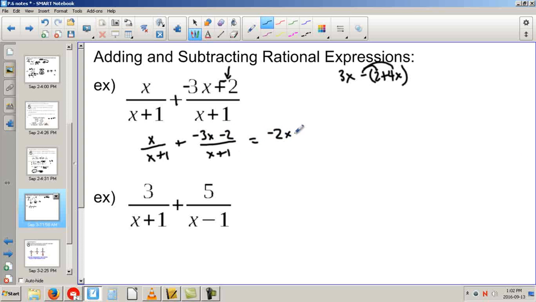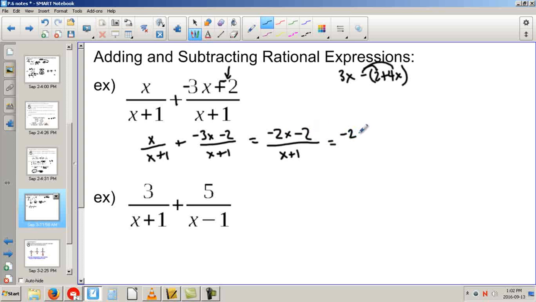And then I have that minus 2 all over x plus 1. Now, oftentimes we get here and we stop because we're stuck. But we should always look for factoring. Is there something that factors here? These are both negative 2's.